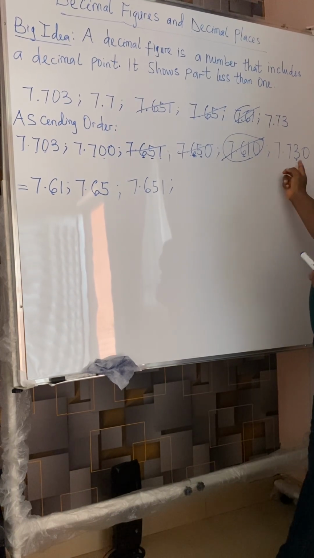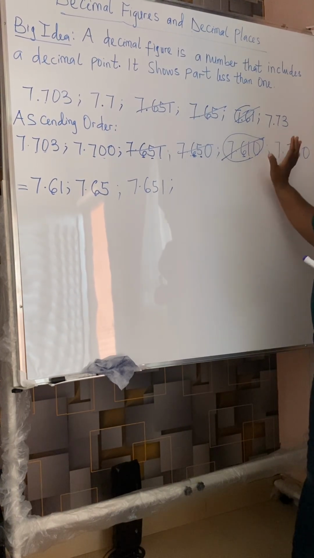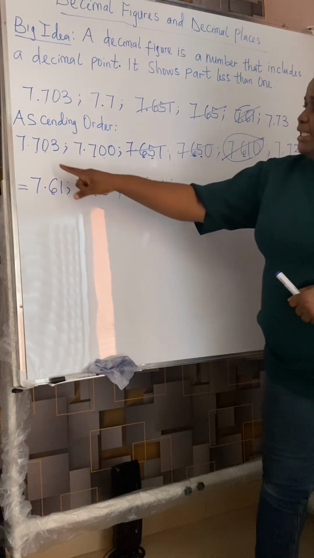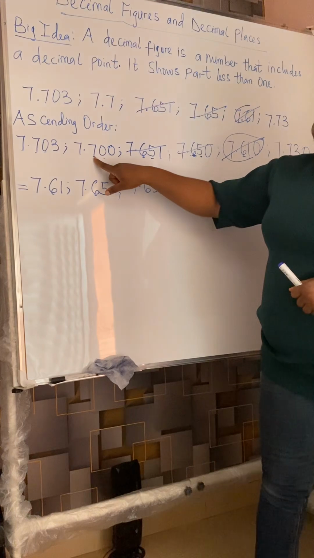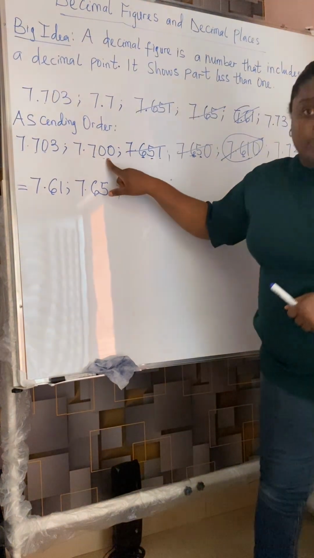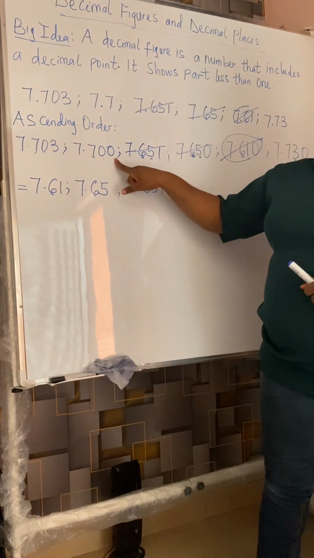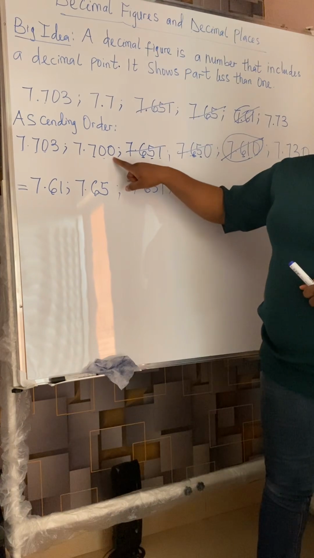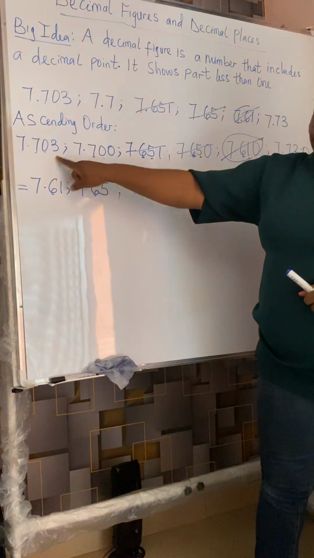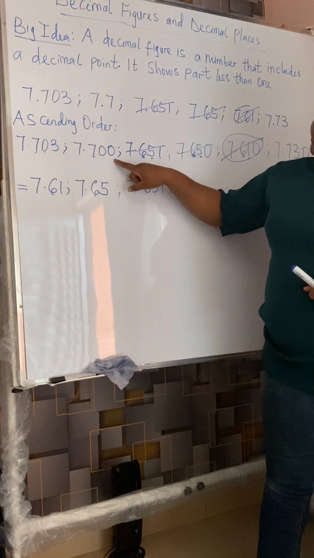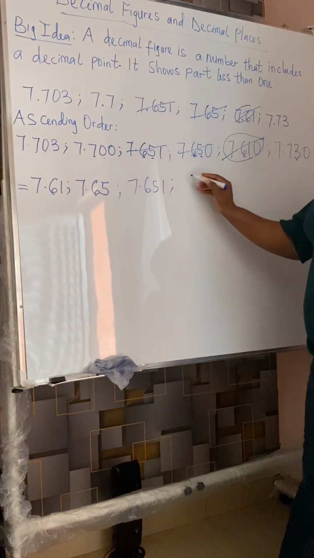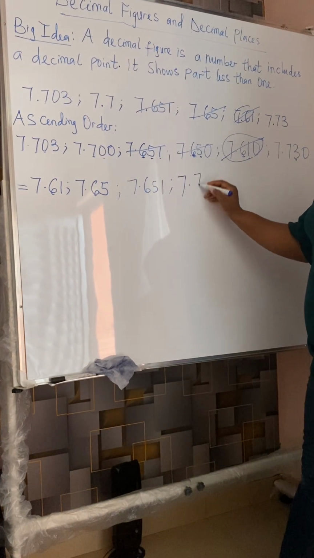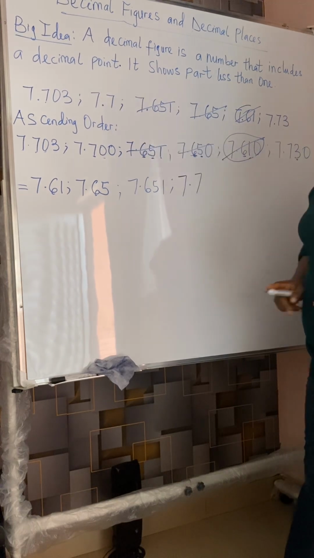So this one is obviously not the next. Here I have 7 for the 10th, 0 for the 100th. I have 7 for the 10th and still 0 for the 100th. Now look at the 1000th. 0 for the 1000th and 3 for the 1000th. This 0 is, of course, smaller than this one. So that means I'm going to work with 7.7, which is this one.